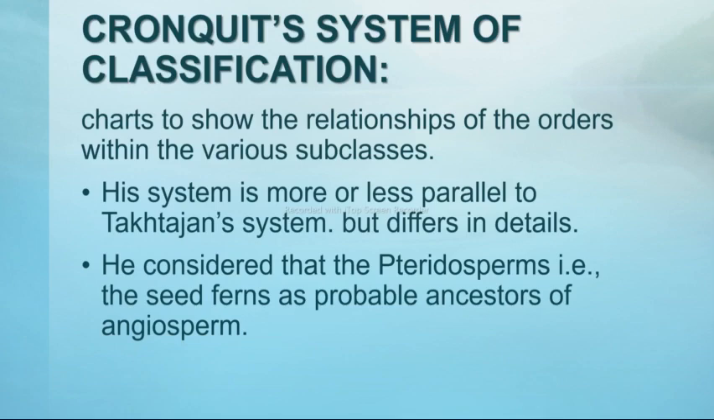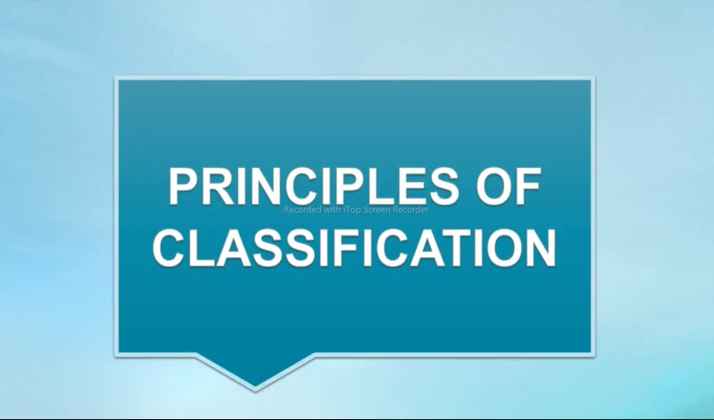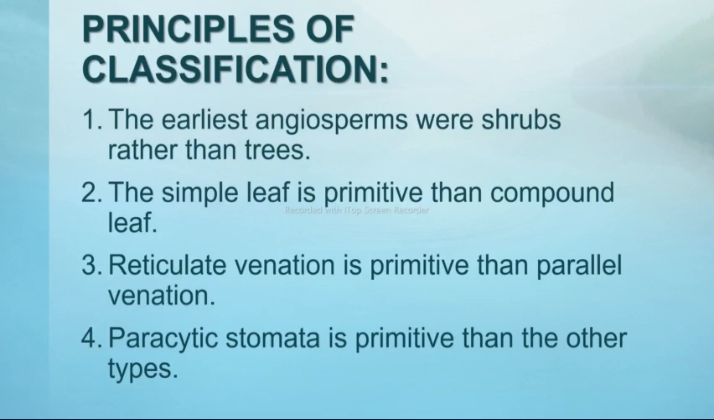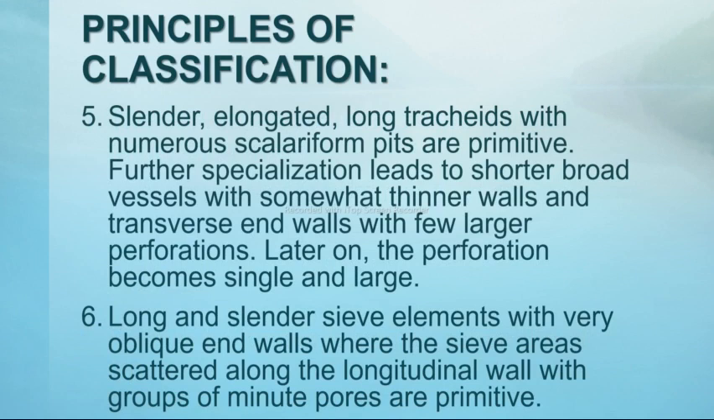Next, I am going to discuss the principles of classification. So the first principle is the earliest angiosperms were shrubs rather than trees. Second, the simple leaf is more primitive than the compound leaf. Third, reticulate venation is more primitive than parallel venation. Fourth, paracytic stomata are more primitive than the other types. Fifth, slender, elongated, long tracheids with numerous scalariform pits are primitive.